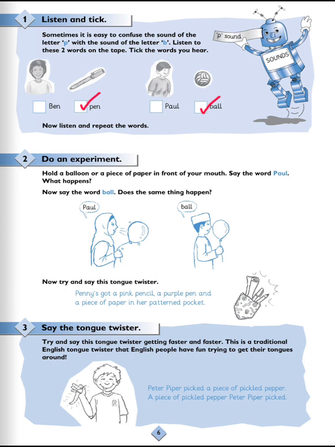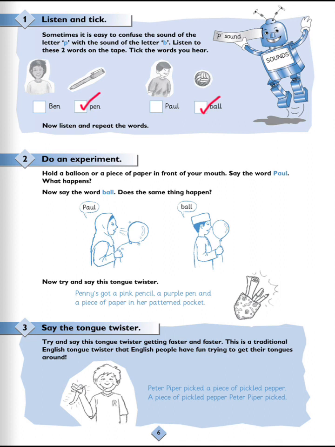Exercise number 2. Do an experiment. Hold a balloon or a piece of paper in front of your mouth. Say the word pole. What happens? Now, say the word ball. Does the same thing happen?